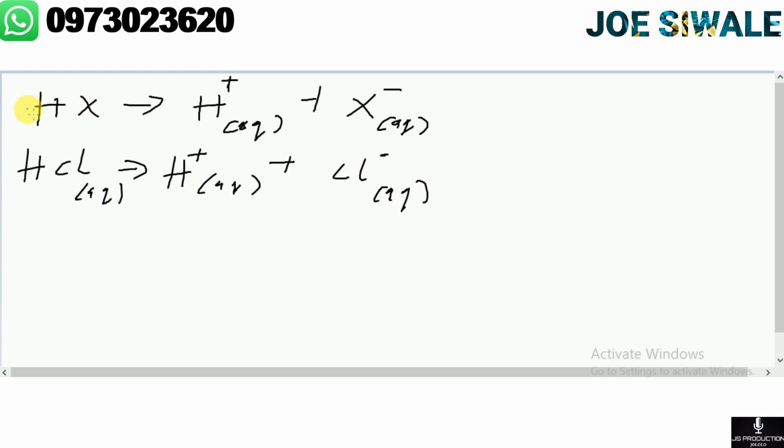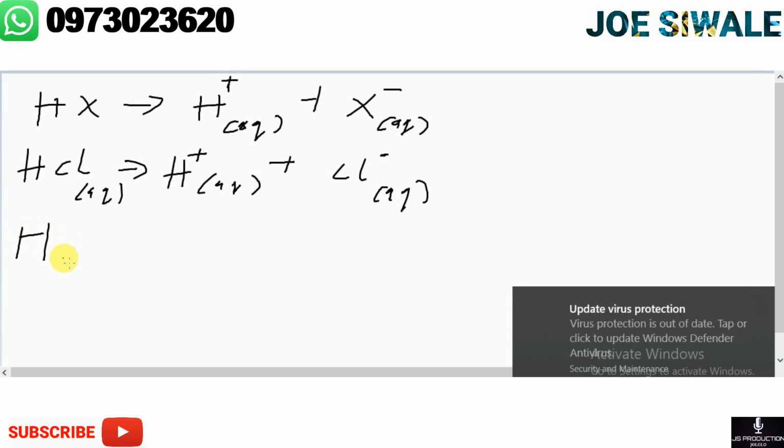So as you can see from the general equation, we had HX, so this is hydrogen and X. It will produce a positively charged hydrogen plus a negatively charged ion. And as you can see from hydrochloric acid, the hydrogen ion has been produced, which is positively charged, and also a chloride ion, which is negatively charged. Let us look at another example, which is sulfuric acid.